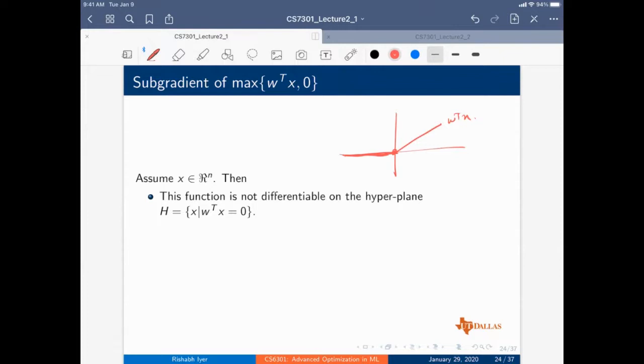So the question is, in fact, the non-differentiability holds at this region, W transpose X equal to 0. Note that in this case, the W transpose X passes through the origin. So this is a simple one-dimensional case, but in general, this is slightly more complicated.